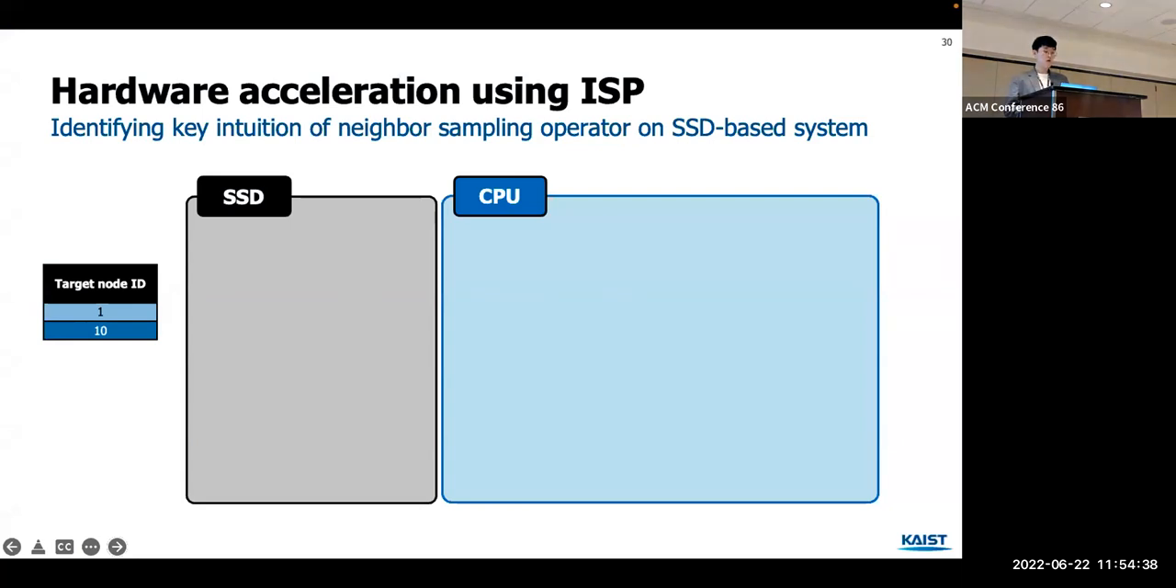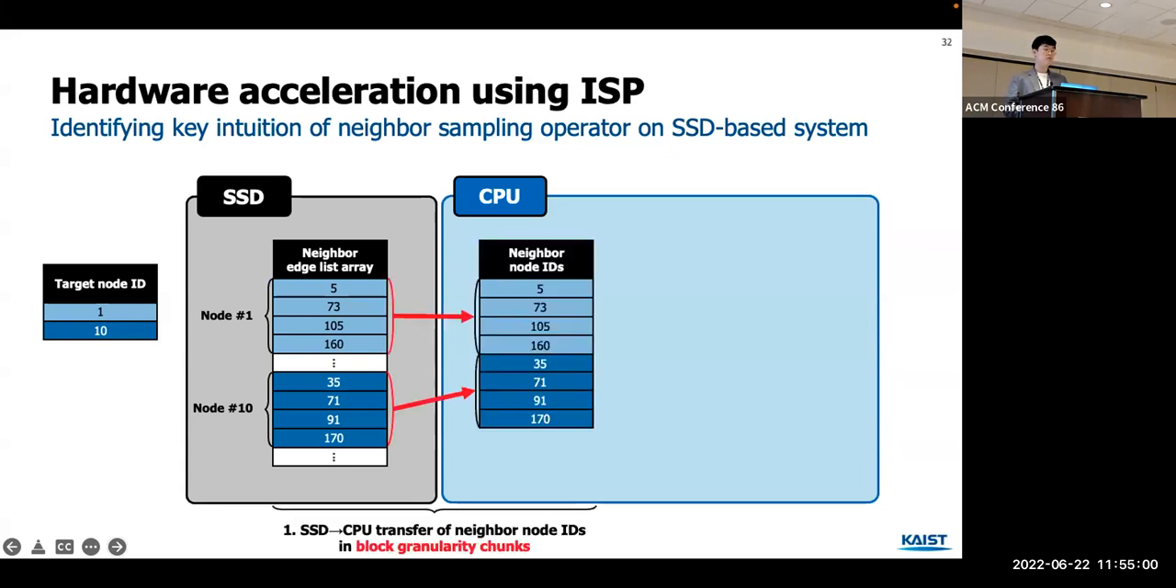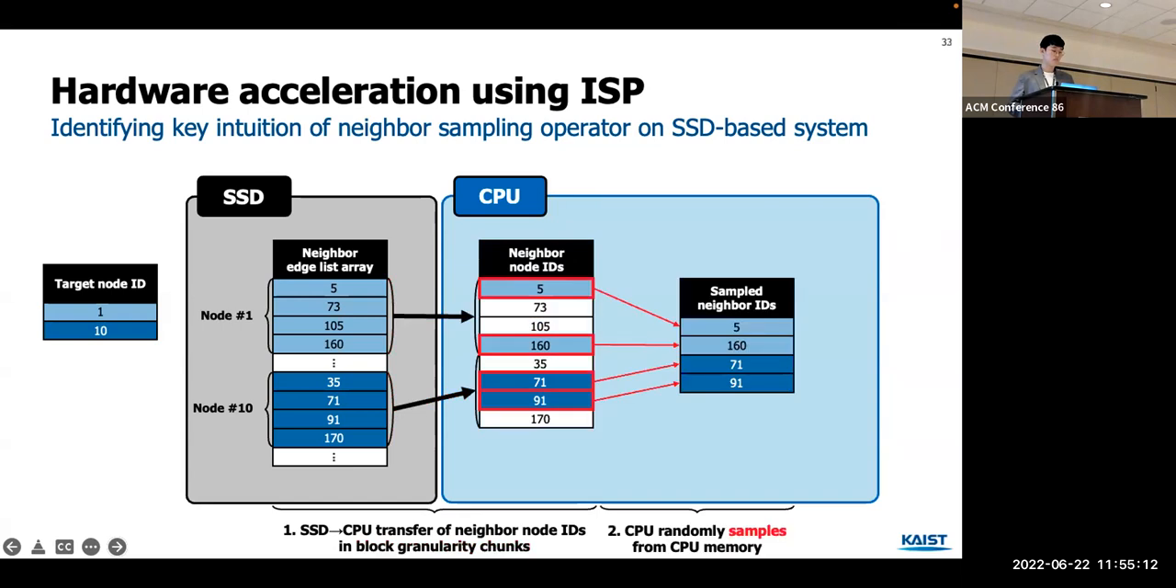This slide illustrates where the ISP unit can come in handy. Let's assume that the target nodes to extract features are node 1 and node 10. Here, the neighbor edge list stores all the neighbor node IDs around the given graph node in a sequential manner for the entire graph dataset. To sample the neighbor node, CPU initiates multiple block requests to fetch all the neighbor node IDs of the target nodes into main memory. And then CPU randomly samples the neighbor node from the fetched node ID chunks.